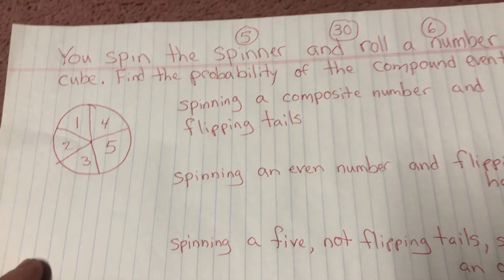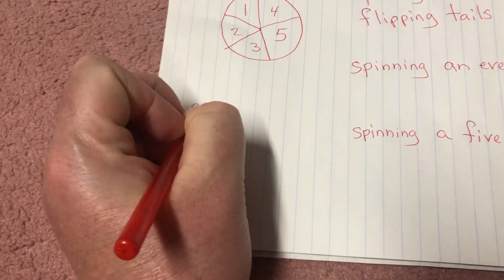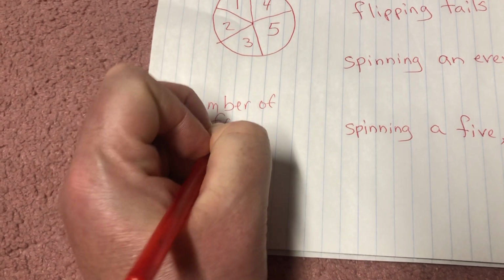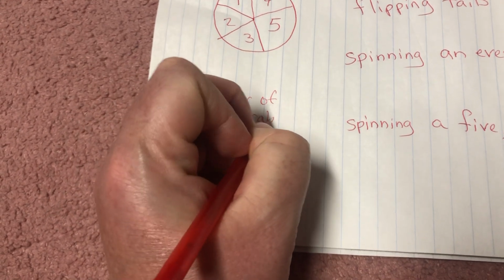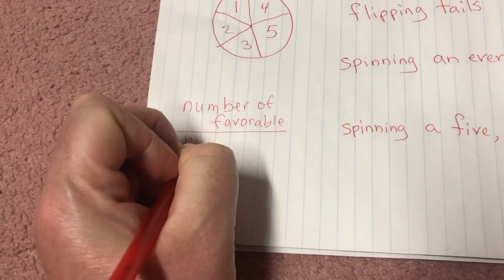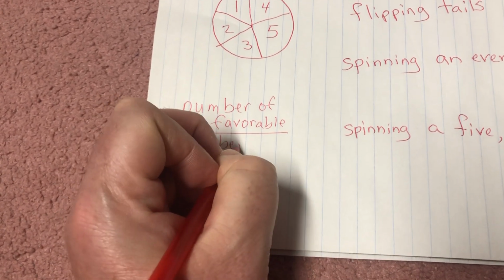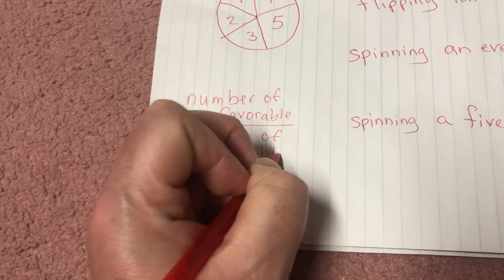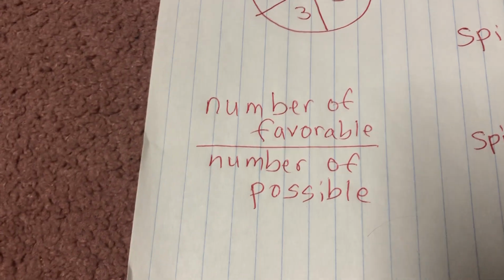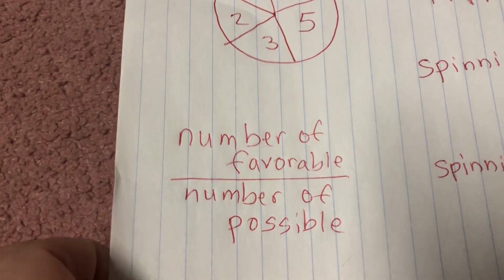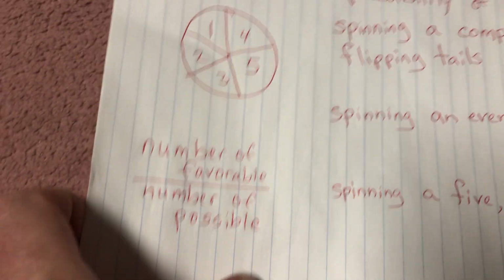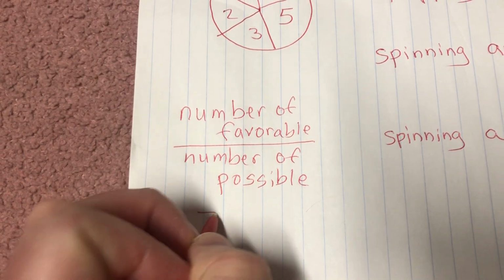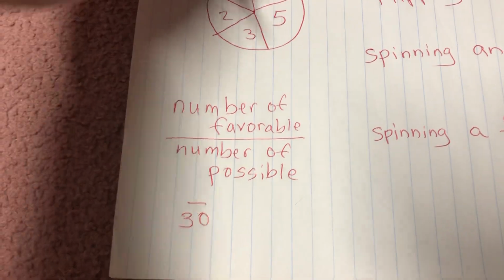And when I do the compound event, what I want is the number of favorable outcomes over the number of possible outcomes. The number of favorable outcomes over the number of possible outcomes. So I need to know that there are 30 possible outcomes. So in this particular, for the first couple, it's going to be over 30.